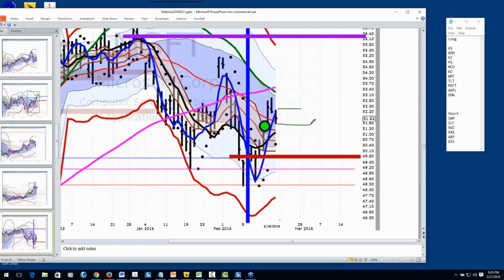Maybe if you did this, if this fails, it comes back to here. If this takes off from here, I think it goes to there. So you could consider whether or not you wanted to buy it here. Not the best setup, but that's what it is.